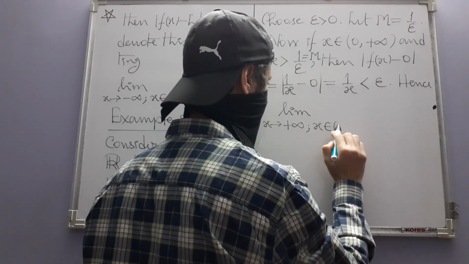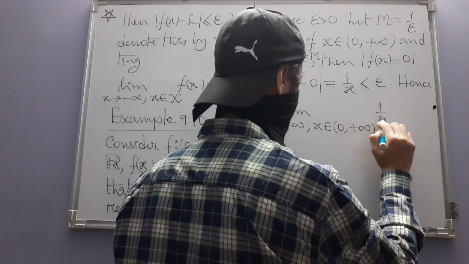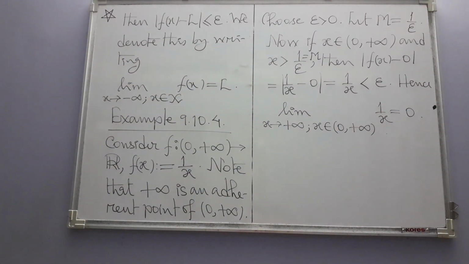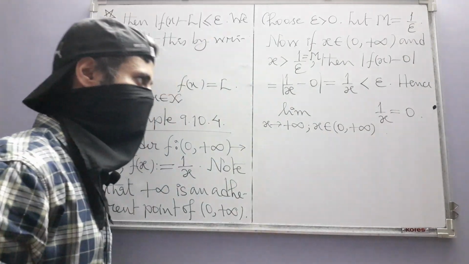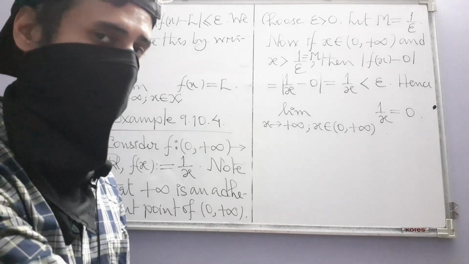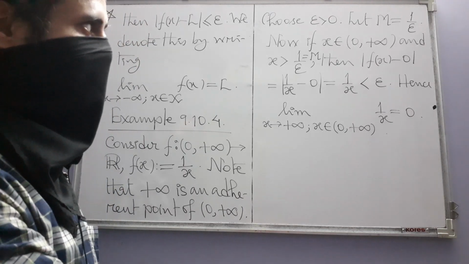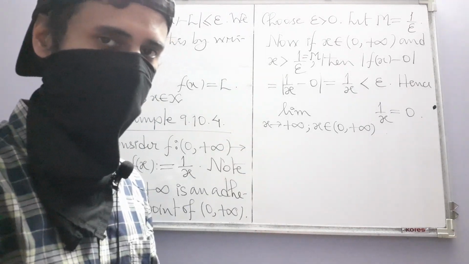hence, the limit as x approaches infinity, x belongs to (0, +∞), of f(x), which is 1 over x, is equal to 0. I mean, we already know, or we can guess that this limit is 0, but now we have the precise formal definition, and using the definition, using first principles, we have shown in fact that the limit is 0.